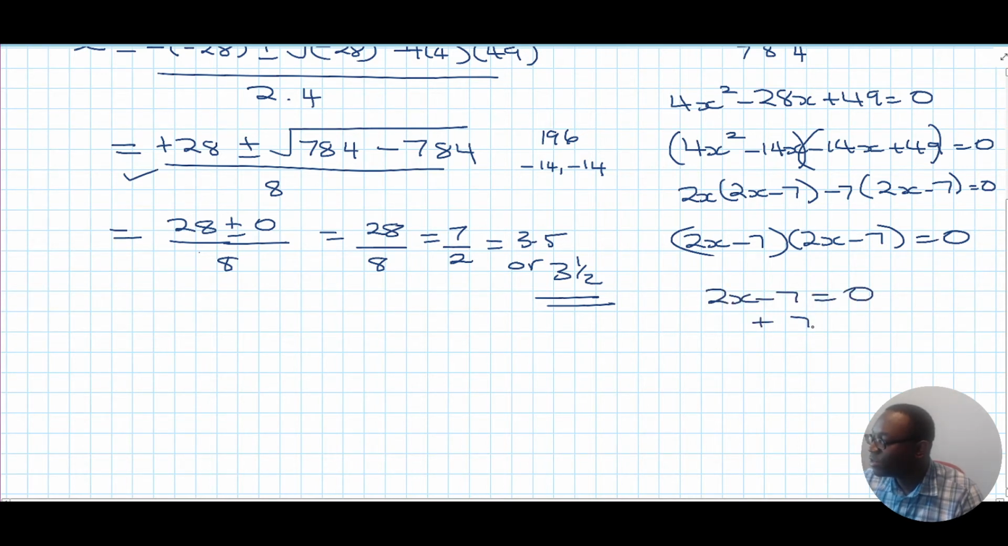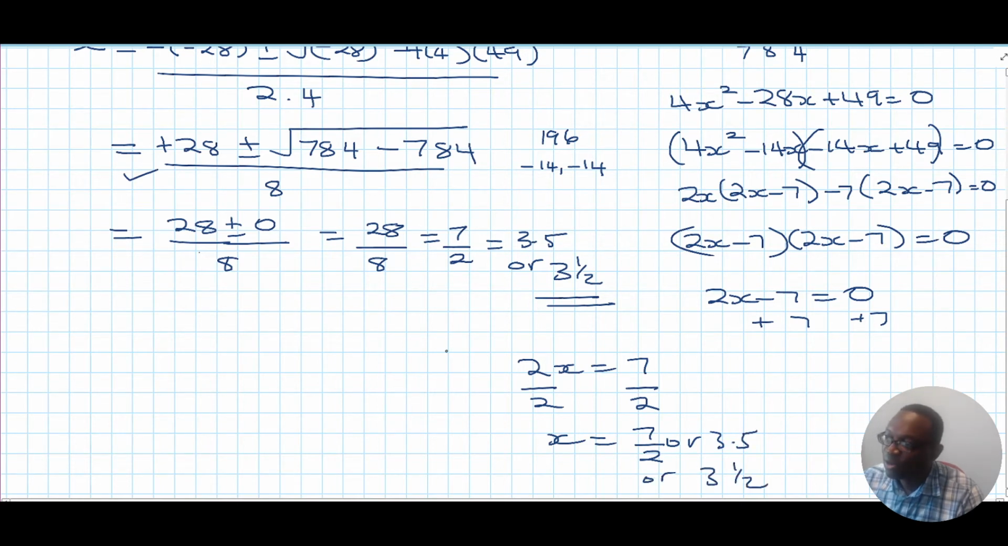And then we add 7 to both sides, and we have 2x equal to 7. Divide both sides by 2. x equal to 7 over 2, or 3.5. So here you can see that regardless of how you go about it, you will end up at the same spot. So it depends on which of these types of approaches you prefer. I like to say the easier the better. So if you can use the quadratic formula, go ahead and use it. If you prefer to do factoring, go ahead and factor.